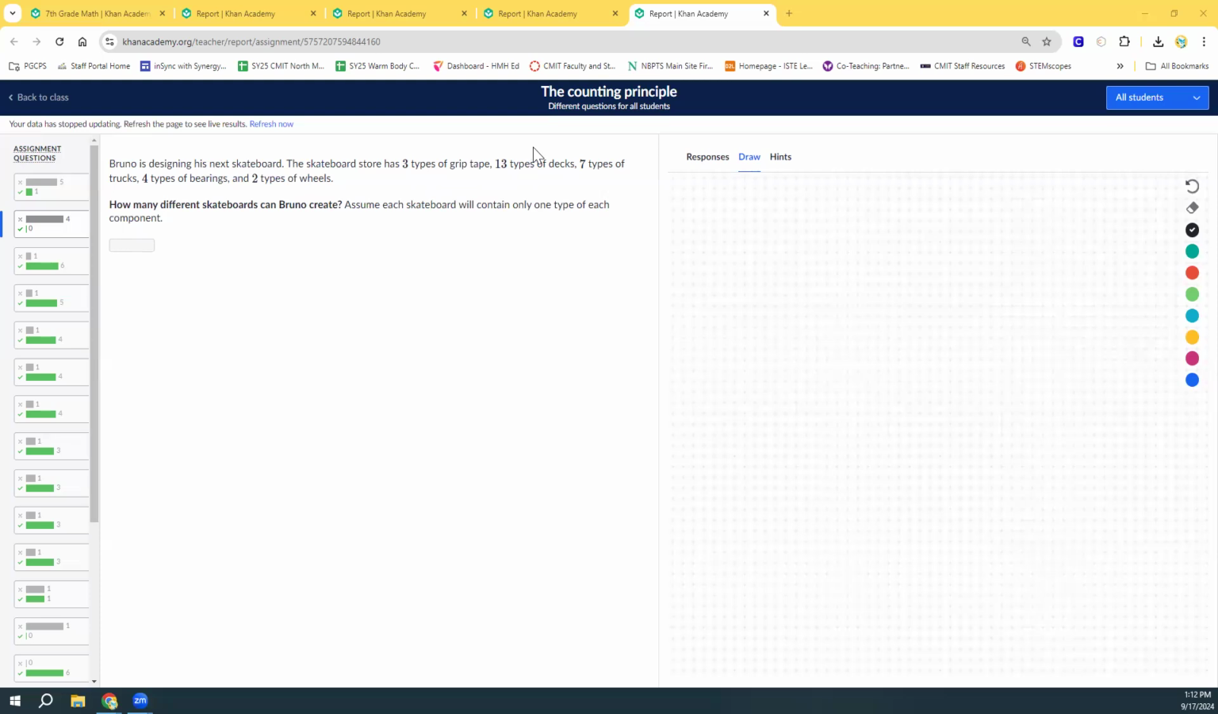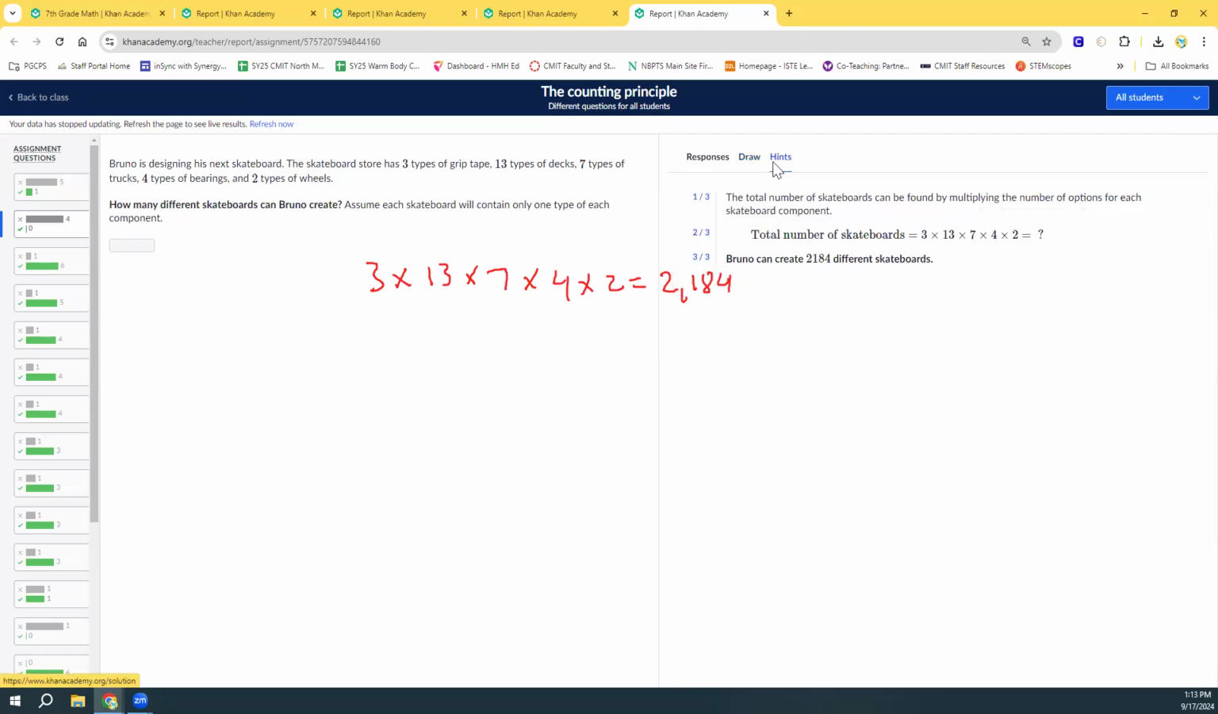So I'm just going to multiply those using my good old iPhone. So I got 3 times 13 is 39, times 7 is 273, times 4 is 1,092, times 2 is 2,184. That was 3 times 13 times 7 times 4 times 2, which is 2,184. What a fun store. And look at that. It's correct.